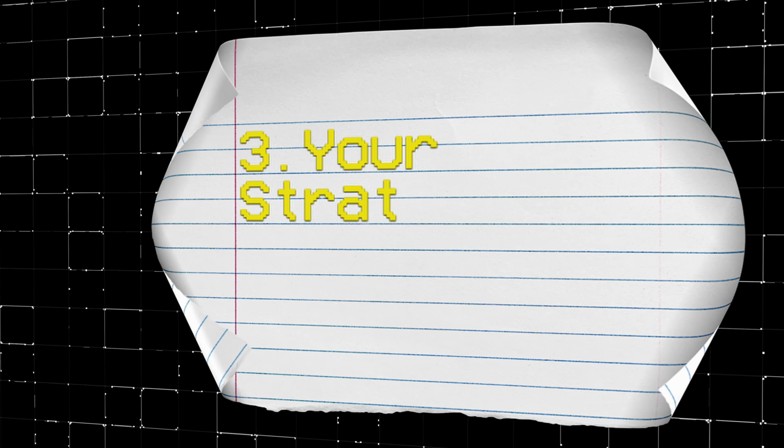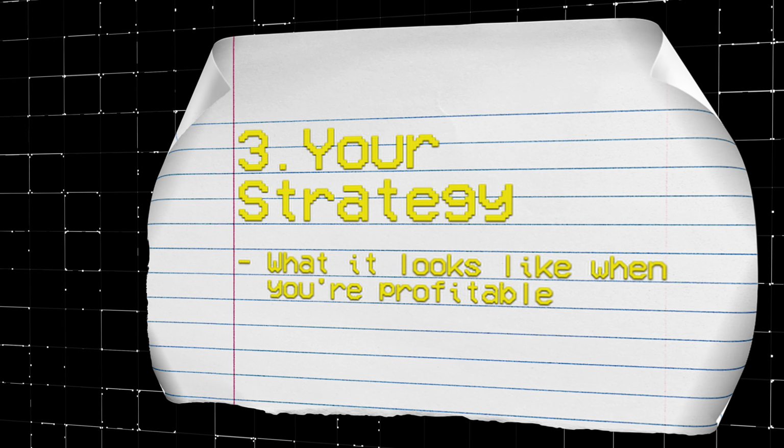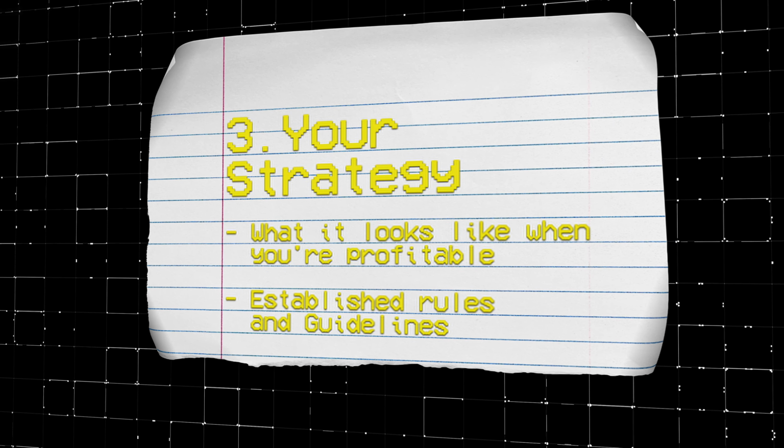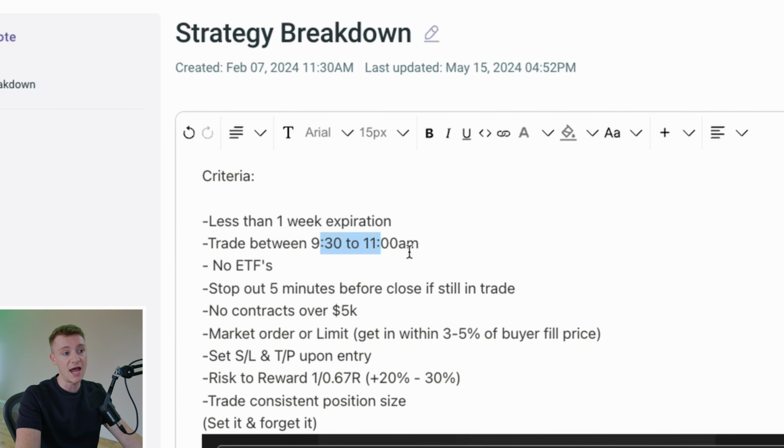And then the third component is really just breaking down your strategy, what it looks like when you're profitable, and essentially laying out some rules and guidelines for yourself. Because I really don't want to be on my computer all day, I just decided right off the bat that I was only going to trade from 9:30 to 11 a.m. So I'm dedicating an hour and a half of time in the morning. And when it came to my backtesting, I was only backtesting on the trades that came through my software between 9:30 and 11.